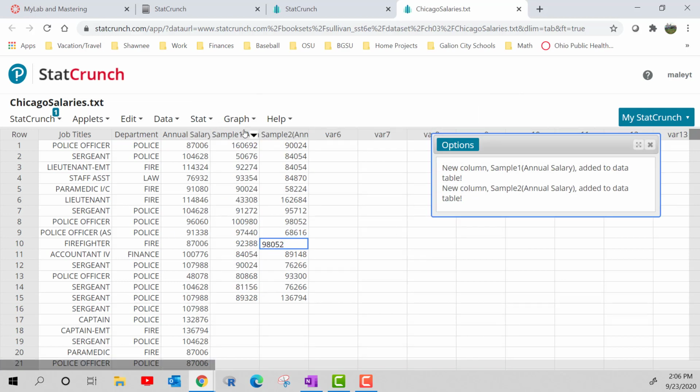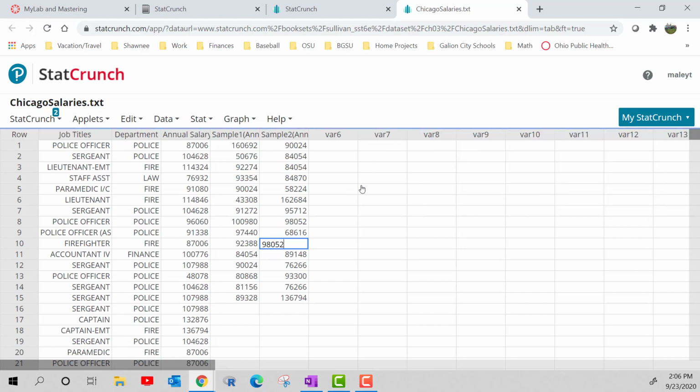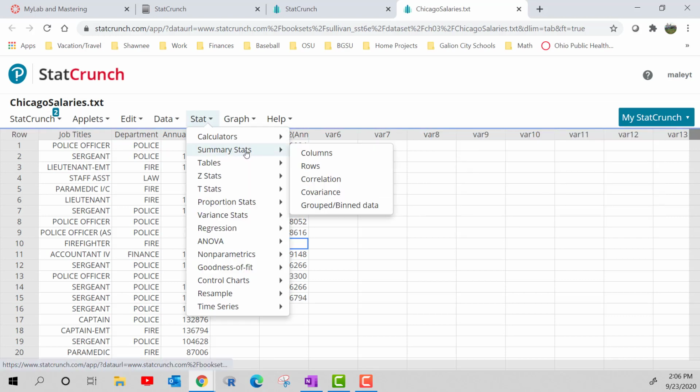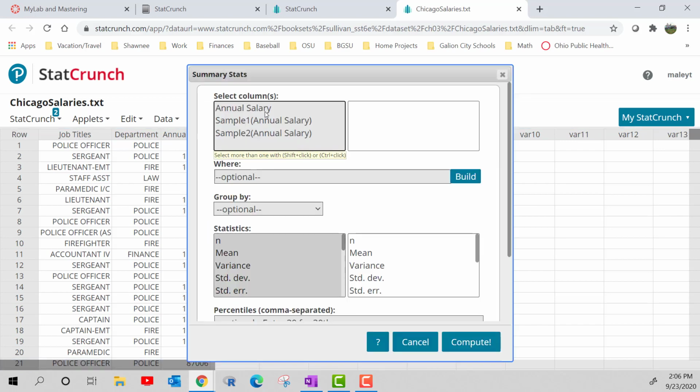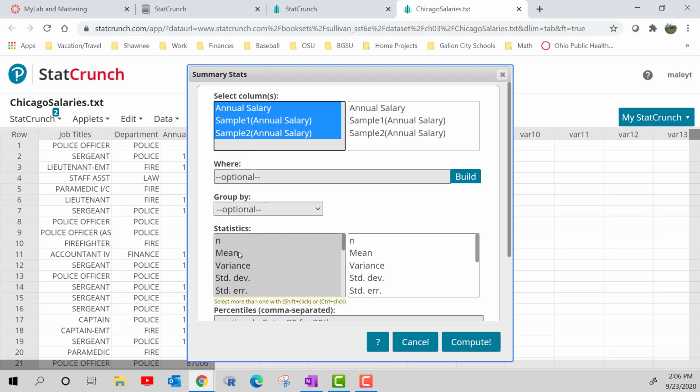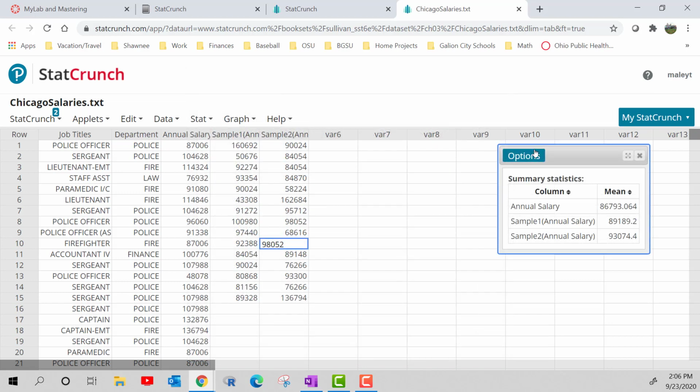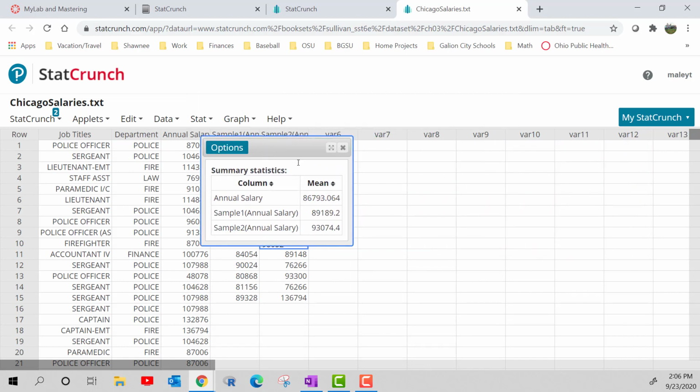So now you can see there's sample 1 and there's sample 2. What I'm going to do now is go to Stat, Summary Stats, By Column. I want summary stats on the annual salary in each sample, and I want the mean. So I can hit Compute, and now I have a nice table for the population mean, what we found in part A, which is this top row, and then the 2 rows below it are my sample means. So sample 1 is from 15 people that were chosen randomly. It's a random sample, and this one is also just another sample.